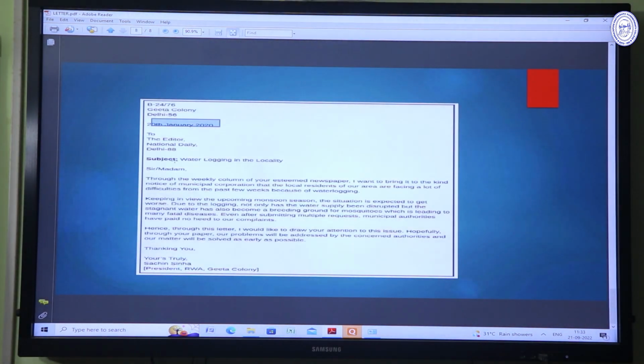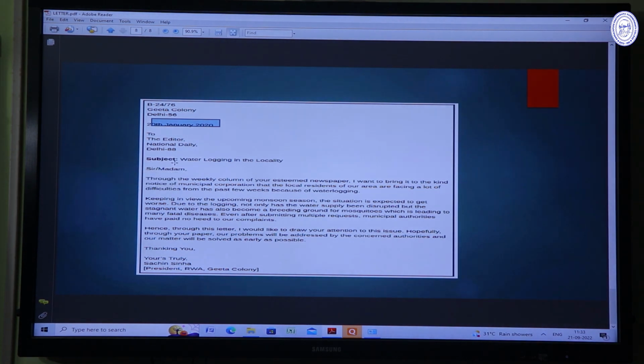What comes next? The subject of the letter. You can see the subject, and you can bold this word: water logging in the locality, as I was suggesting. Then the salutation, sir or ma'am, because you don't know whether the editor is male or female. Then here you have the body of the text, where you write your concern. You can read it out: in these three paragraphs, you are stating who you are, why you are writing the letter, and what your expectation from the newspaper is. So this is the body of the letter, and it's very important.